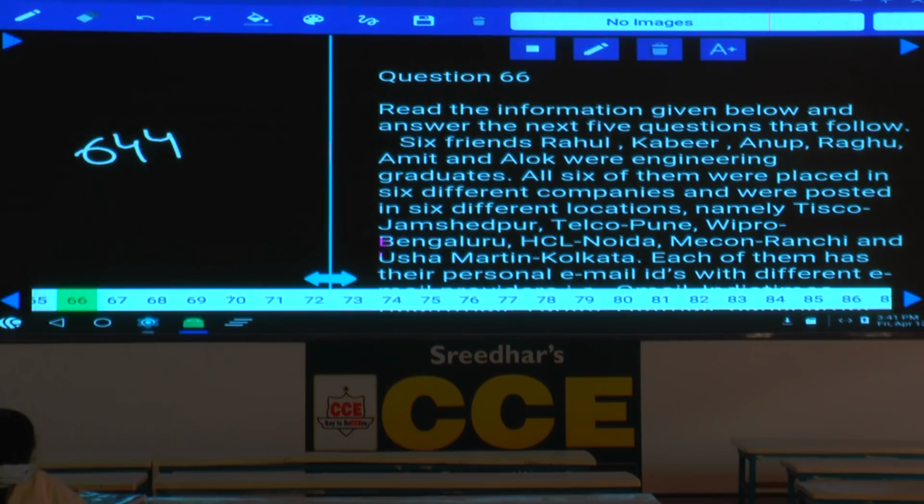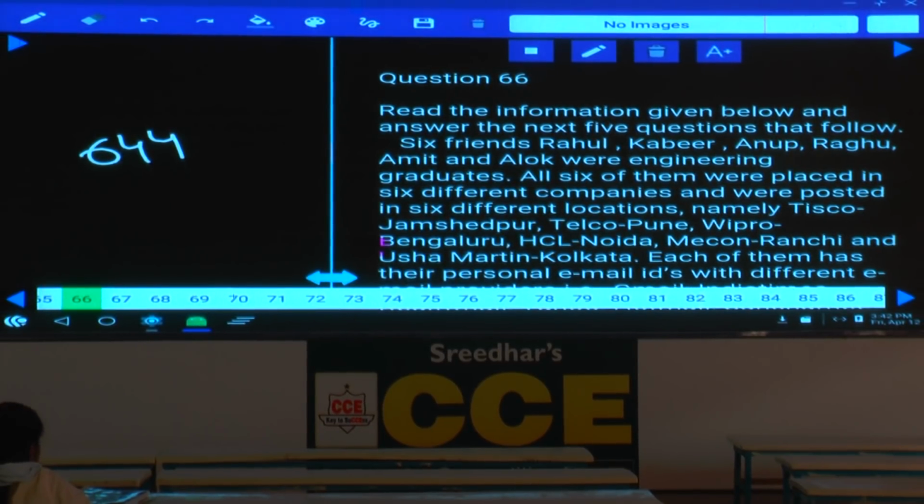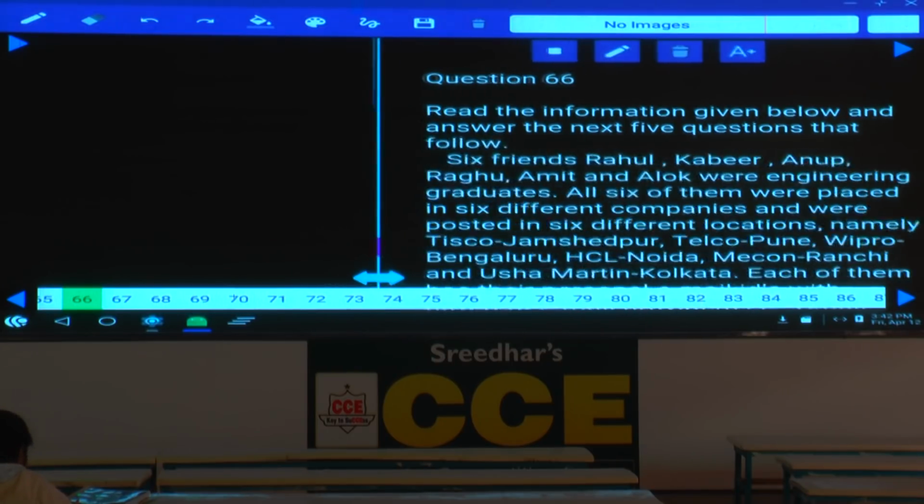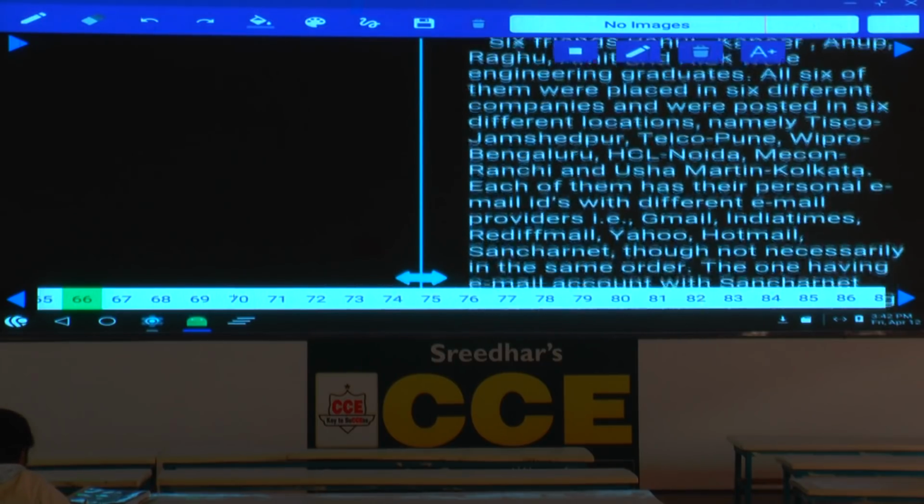Yes, what are the parameters given in this one? One is the company they are working in, next one is the place they are posted in, and their email IDs as well. Different companies, different places, isn't it? Company, place and the email ID. So how many parameters do we have? We have 3 parameters. Hence, it comes under 3 parameter distribution.